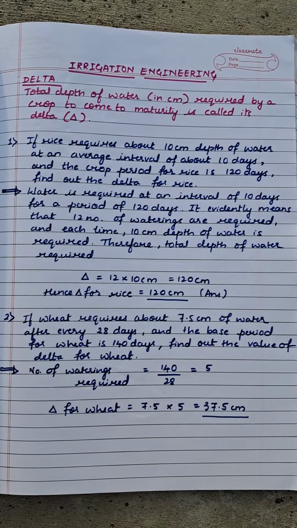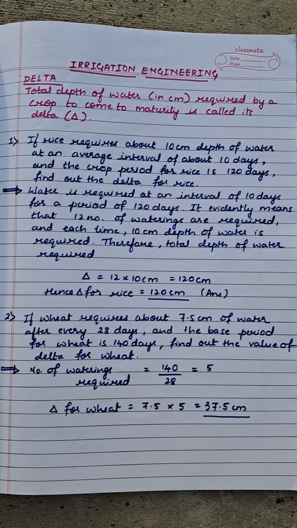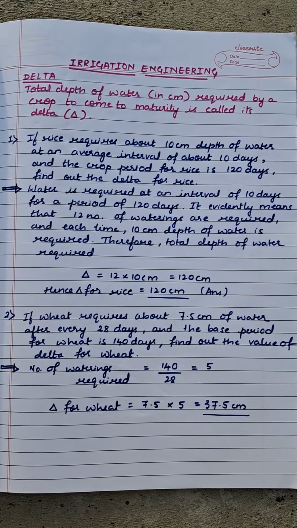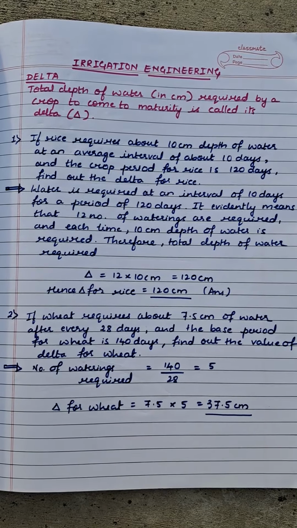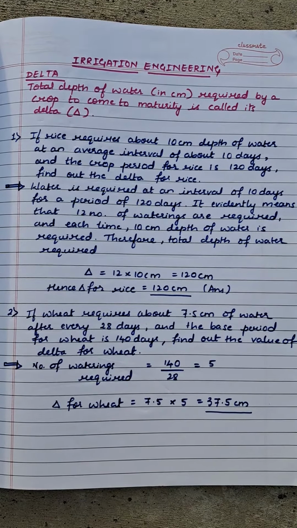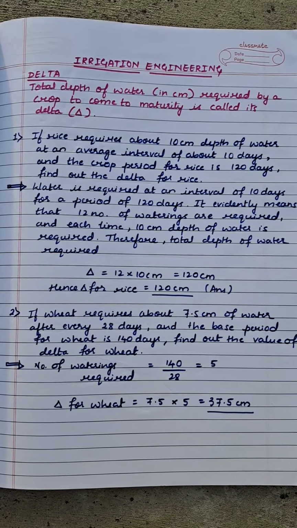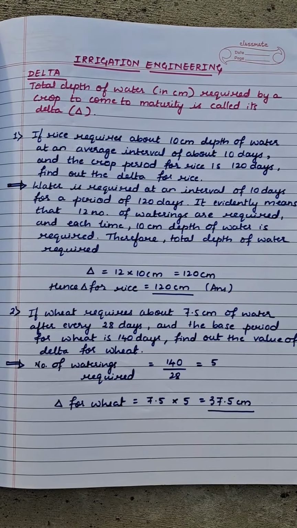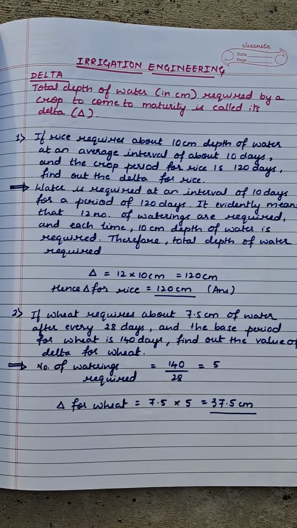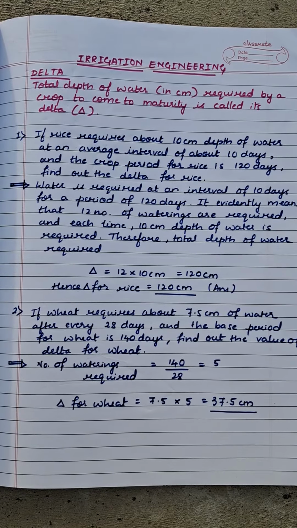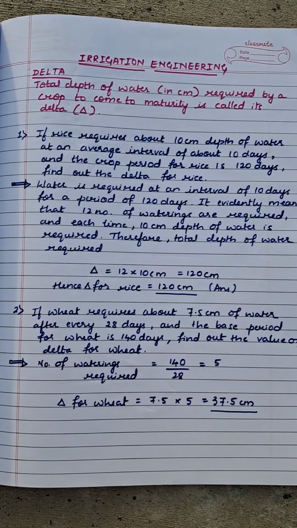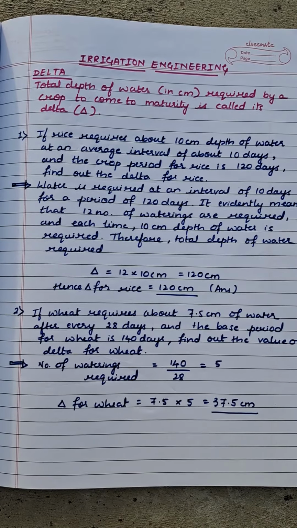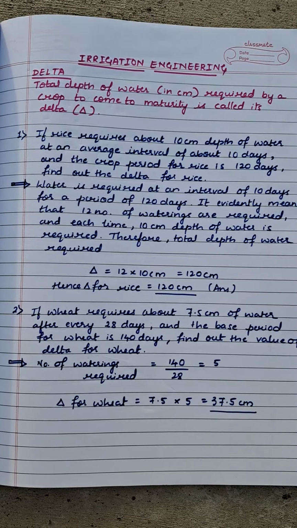So the first one is: if rice requires about 10 centimeter depth of water at an average interval of about 10 days, and the crop period for rice is 120 days, find out the delta for rice. Okay, so what is the requirement? The water requirement at an interval of 10 days for a period of 120 days. So they are asking the water required, that is delta for rice.